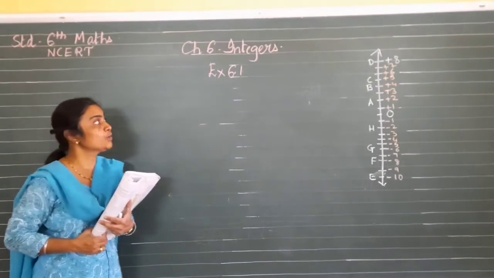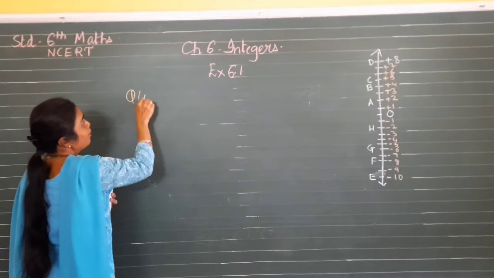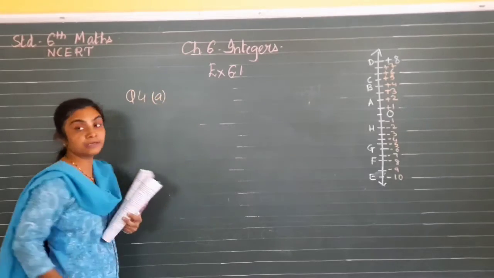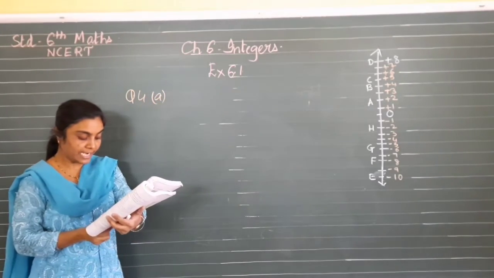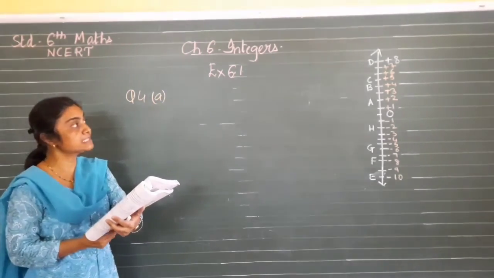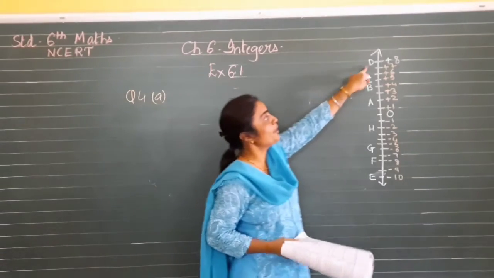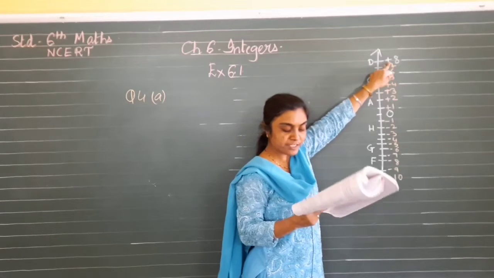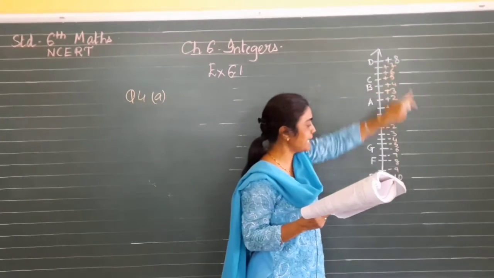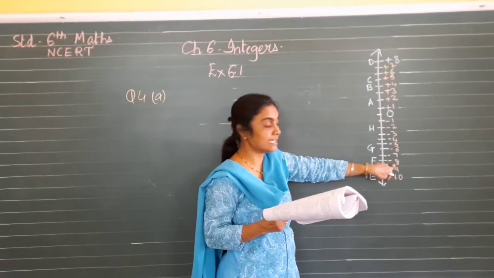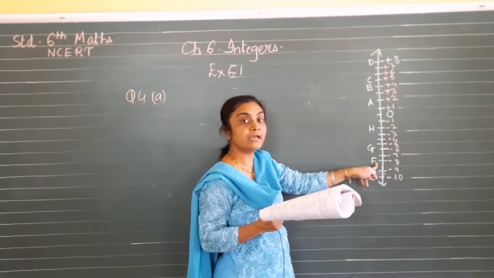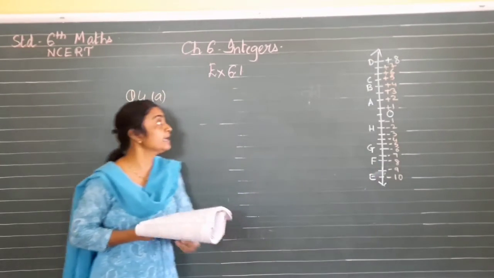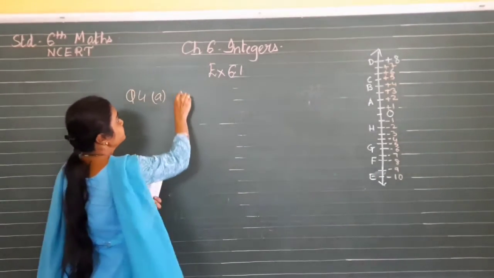Now let us see question number 4. According to the vertical line we will solve the questions. A. If point D is plus 8, which can be seen on the board, then which point is minus 8? So here is minus 8. So which alphabet is over here? F. So the answer will be F over here.